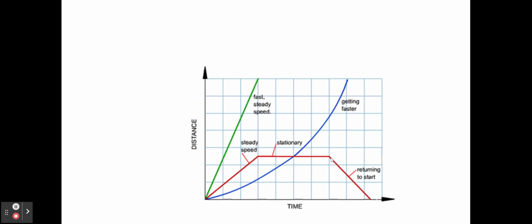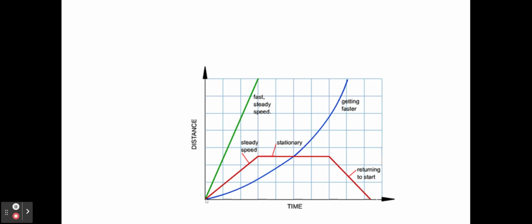And this is always an area of confusion for students. Here, the distance is going back towards zero, so the object's returning to where it started at a steady speed. Let me give you an example. Imagine standing with your back against a wall. You walk out 10 meters from the wall, you stand still for 15 seconds, and then you walk backwards towards the wall at a steady speed. That would be a good way of describing that graph.